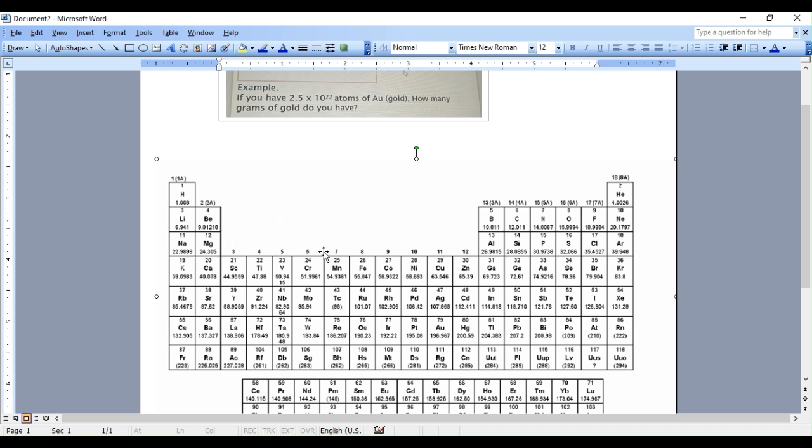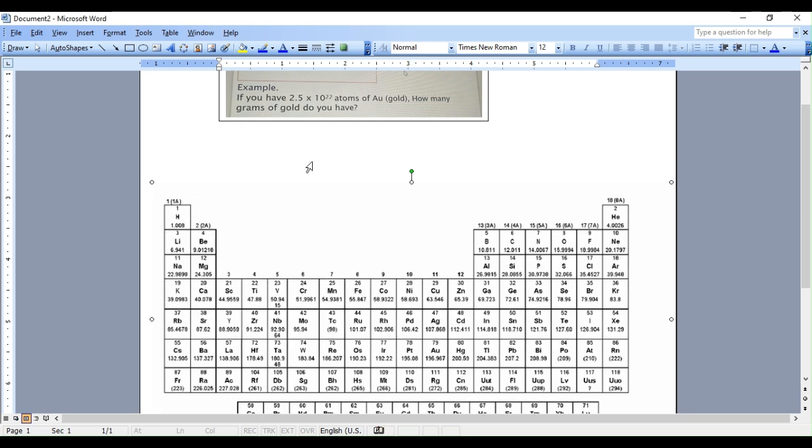The molecular weight's important because that's the number of grams in 1 mole. So the element Li, lithium, has 3 protons and 6.941 grams in 1 mole. This element number 4 here, beryllium, has 4 protons and 9.012 grams are needed for 1 mole of beryllium.